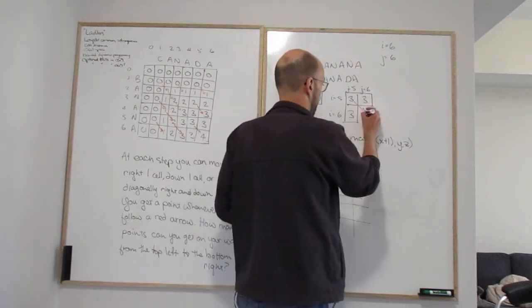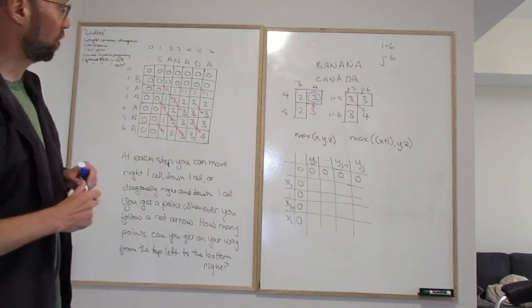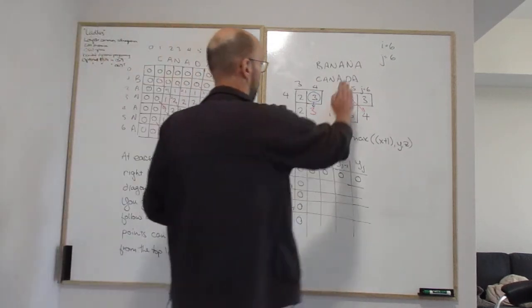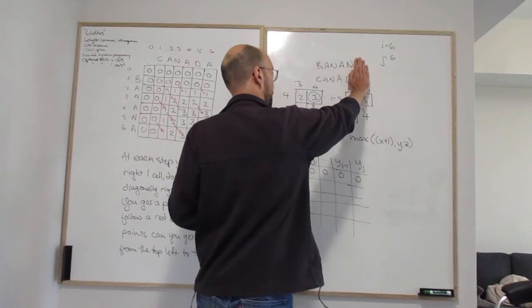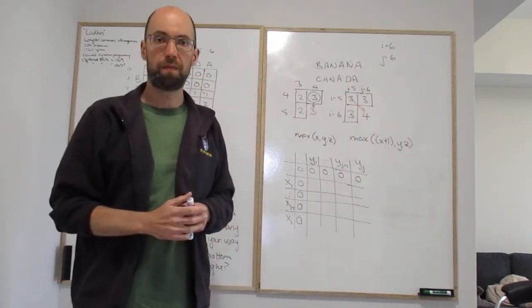And why is that the case? It's because the longest common subsequence of banana and Canada is the longest common subsequence of banana and canard with an A appended to it. Okay?